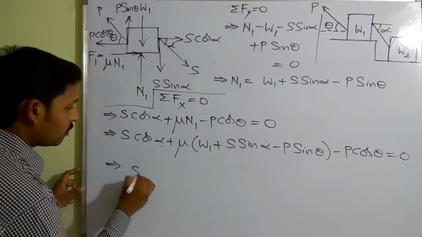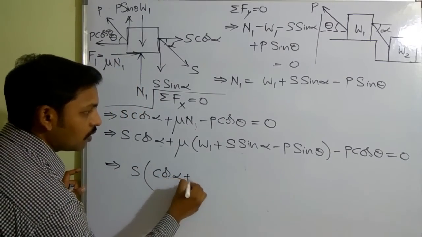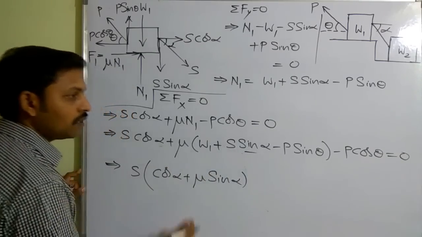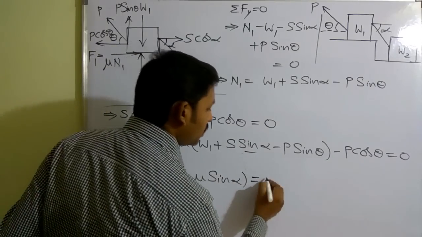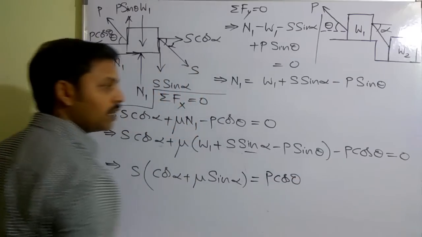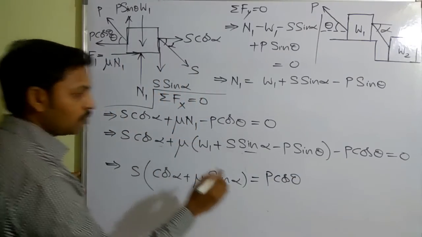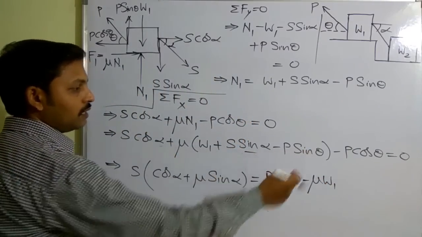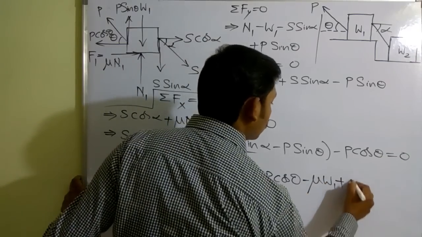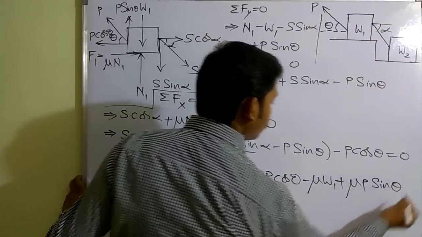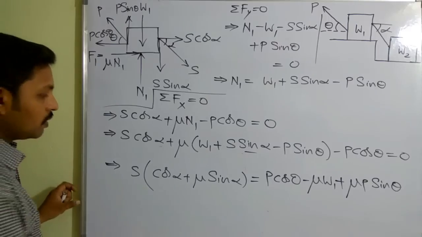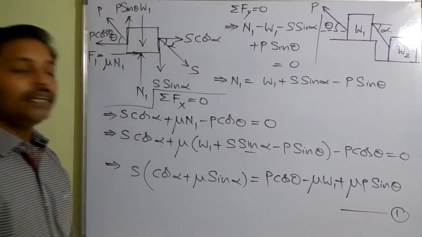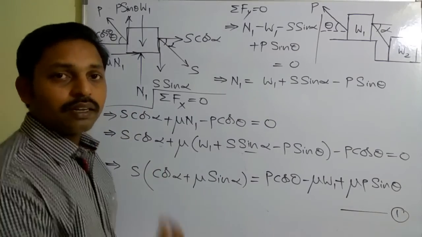Here, taking S common, S times cos alpha plus mu sin alpha. The sin alpha term is over, so take the remaining terms onto the right hand side. Minus P cos theta, when you send it onto the right hand side, becomes plus. And mu W1, a positive value here, when sent to the right hand side becomes negative, so minus mu W1. Minus mu P sin theta becomes plus mu P sin theta. Consider this as equation 1. This is the equation I got from the free body diagram of block 1.